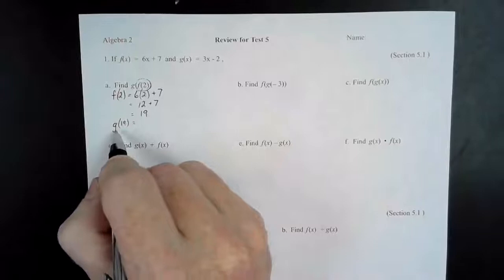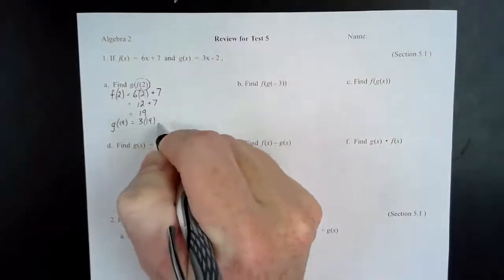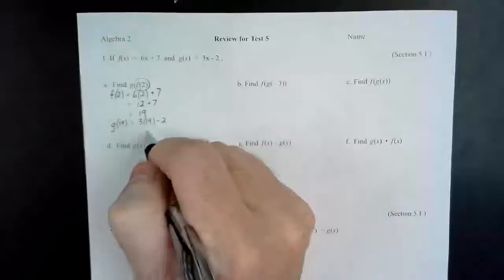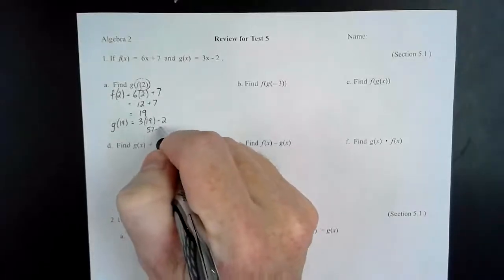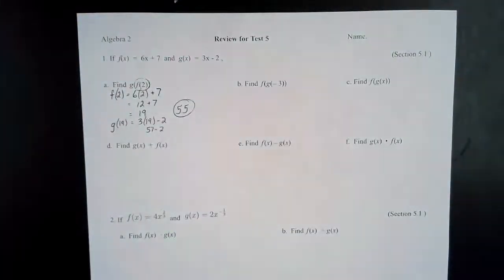So now we're going to g, 3x minus 2, so 3 times 19 is 57, minus 2, and that is 55.